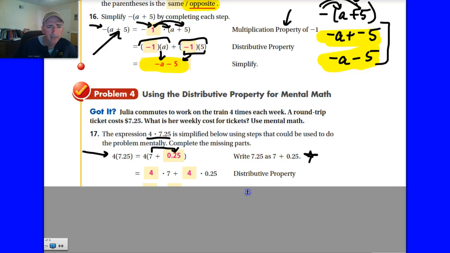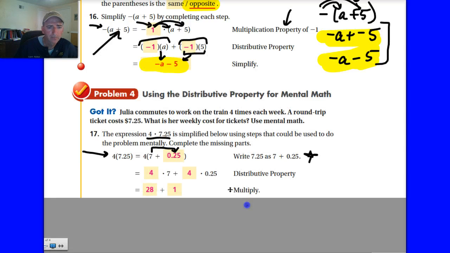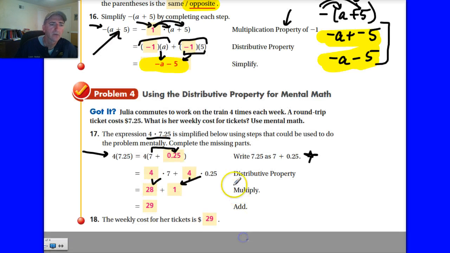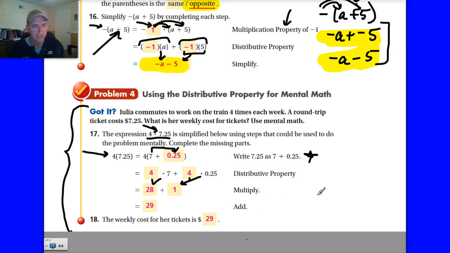Well, if you could multiply that out in your head where you're going 4 times 7, you could probably do 4 times 7 in your head and get 28. And then 4 times 0.25, think of that as 4 quarters. 4 times 0.25 is 1. That comes out to be 29. So the point of this question is how the distributive property can be used to do strange multiplication in your head. What they did is they broke up that decimal value there, and hopefully that makes sense to you. It's a nice skill to have, and you should practice it if they ask you to do that. Excellent brain opportunity for you.